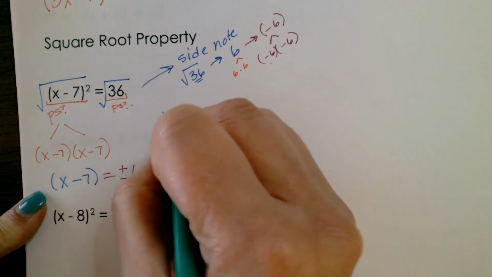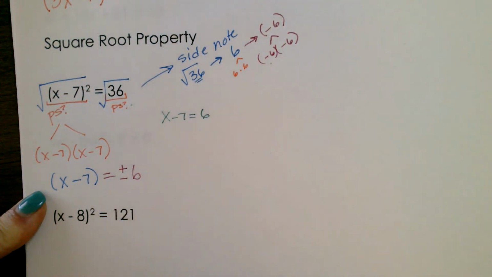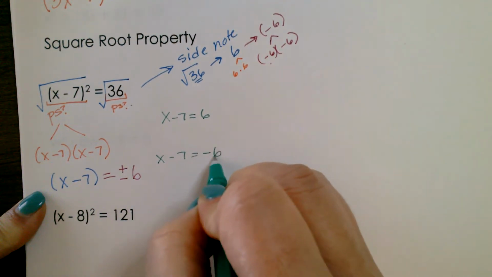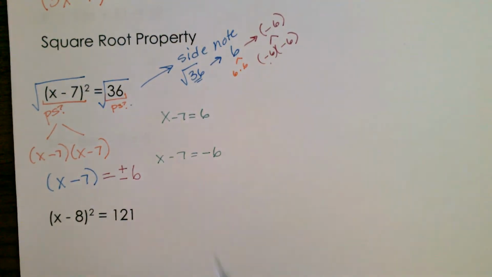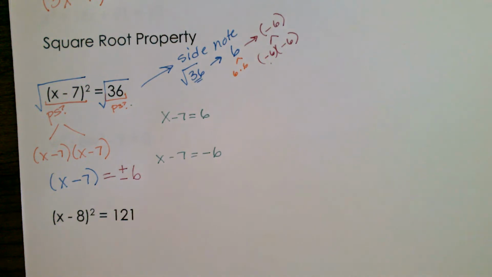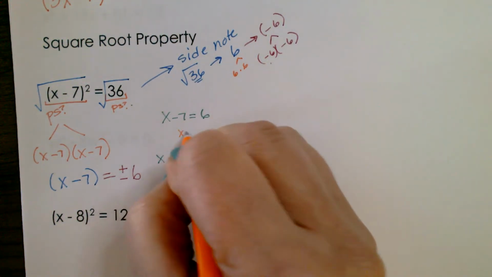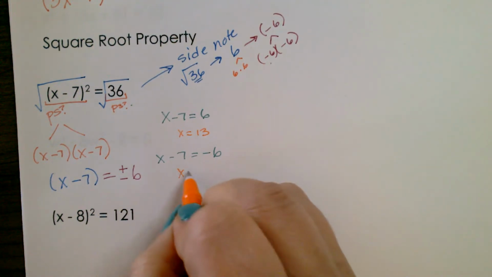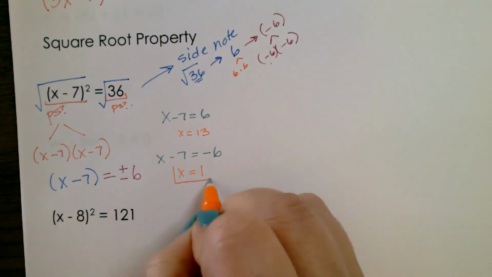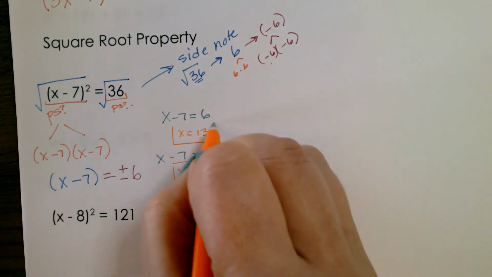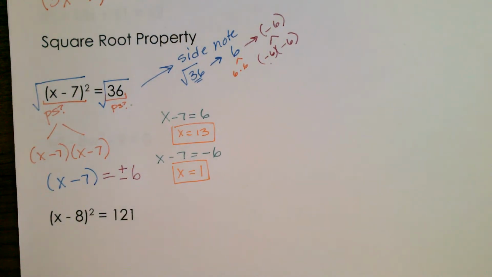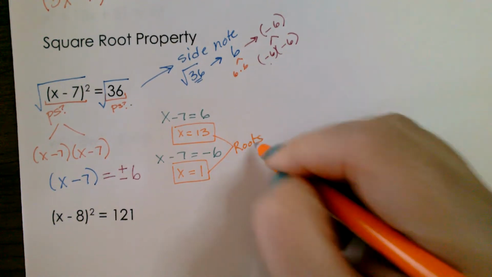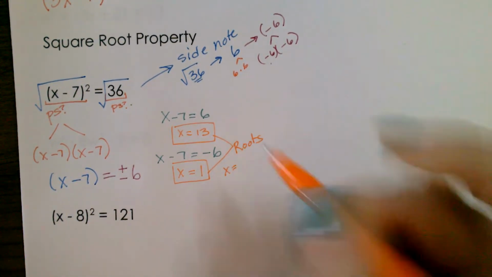Okay, we are now able to solve. I would have x minus 7 equals positive 6. x minus 7 equals negative 6. I would add 7 to both sides on this and get 13. Add 7 to both sides and get 1. My roots would be 13 and 1. These are the roots, the x intercepts, not an equal sign.